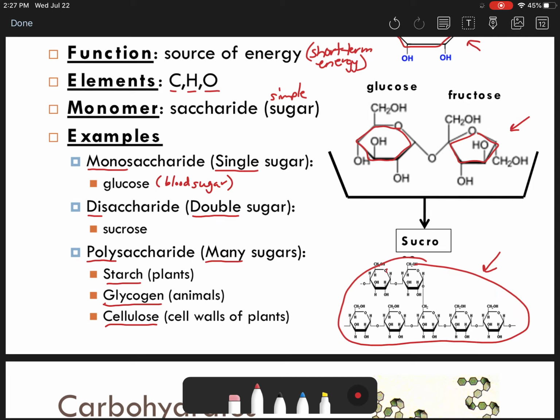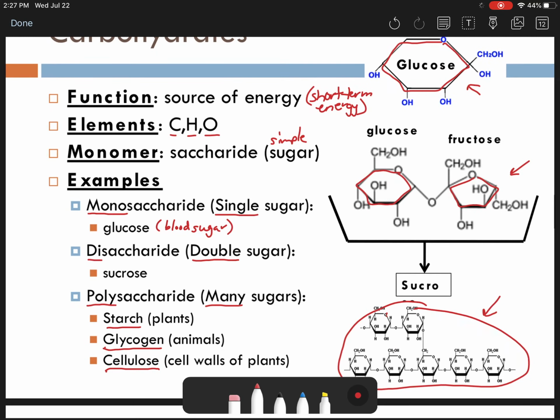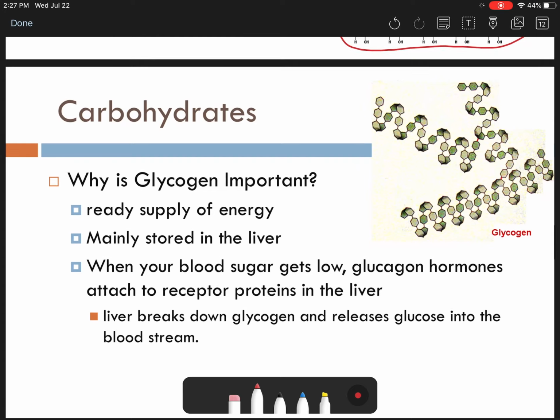And then cellulose, it makes up the cell walls of plant cells. If you've ever eaten celery and gotten the little string things caught in your teeth, well, that tough outer coating of the cell wall of a plant is cellulose. And we can't digest that. So that just kind of goes right through you. So those are examples of polysaccharides. So you need to make sure you know the function, the elements that are found in carbohydrates, what the monomer or subunit is, as well as these examples.